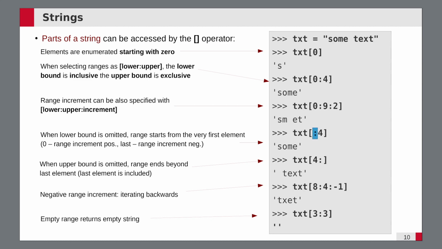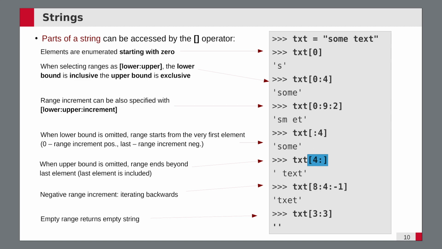If I'm not specifying the lower limit, I'm leaving it away, then it's automatically 0. So basically, if I just say txt and then colon 4, that means give me all characters from 0 to 4. So this is exactly equivalent to what I have written here. Similarly, if I'm leaving away the upper limit like here, so I'm saying, okay, give me all characters starting with 4 up to, and I'm not specifying the upper range, that means that it will give me all characters until the end of the string.